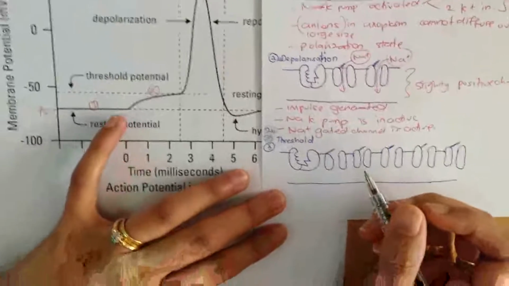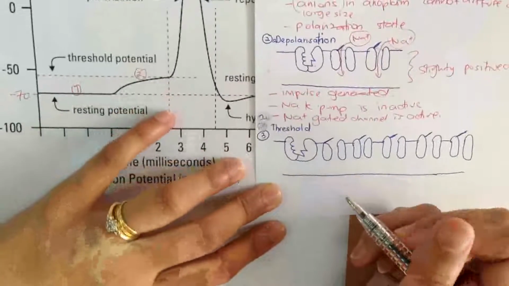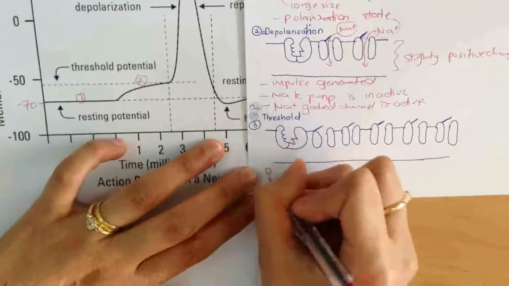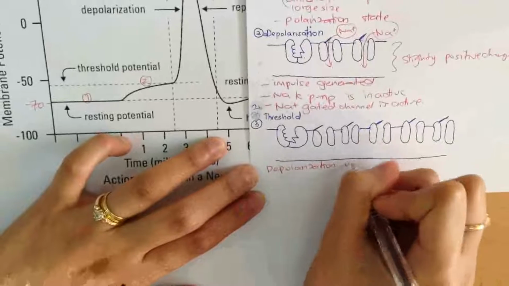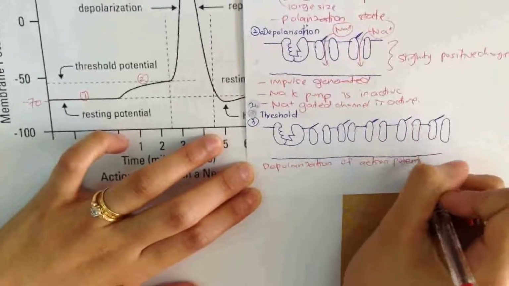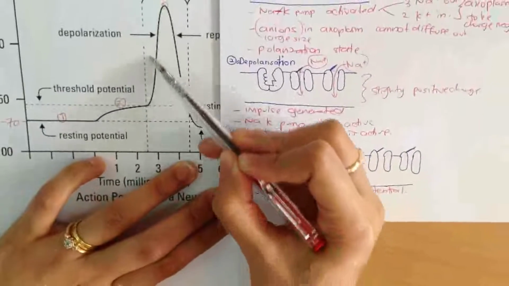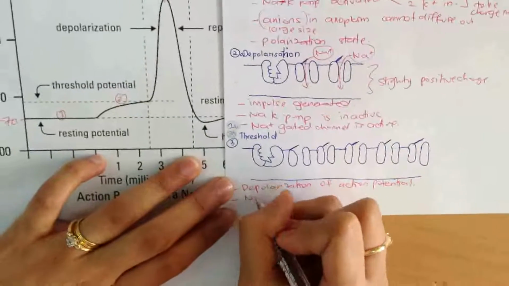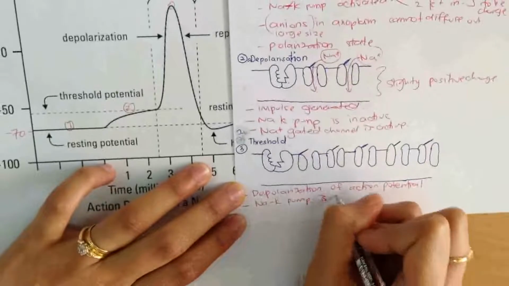When the impulse reaches negative 55, which is the threshold level, all of this part here is called the depolarization of action potential. So now we enter the part of action potential, starting from here until up here. In this part, the NAK pump is still inactive.